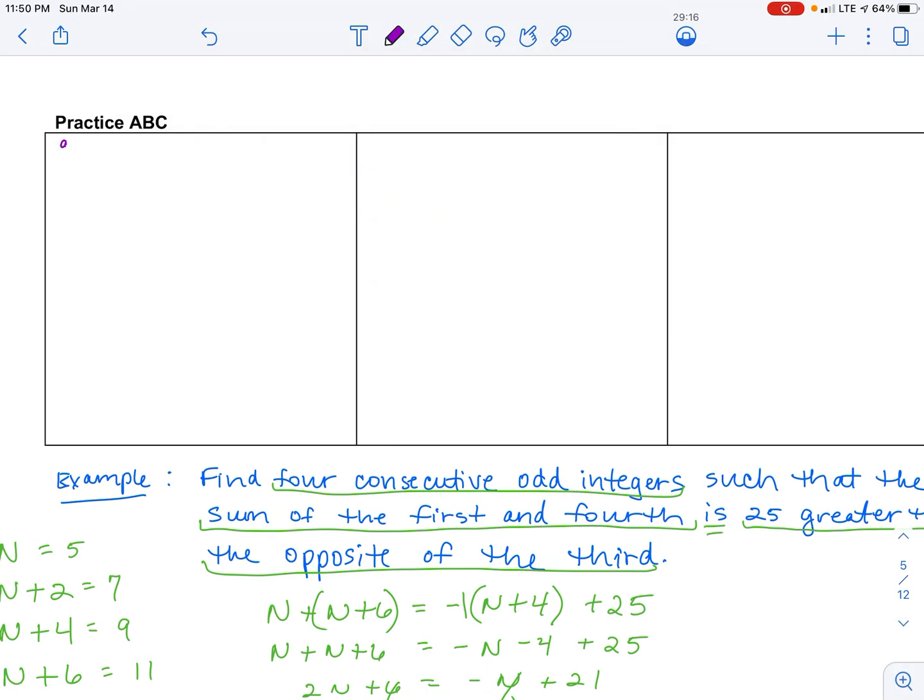Letter A, we want to find 3 consecutive even integers such that the sum of the first and third equals the sum of the second and -14. What I'd like you to do is pause the video and work out letter A, and then you can come back on and check your answer. You can fast forward your video to see if you got the right answer. If you didn't, then you might want to back up and see where you may have gone wrong.